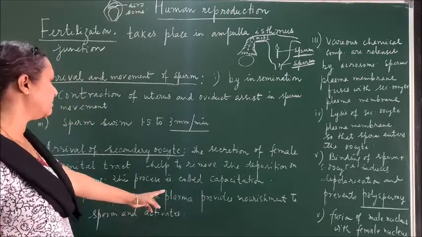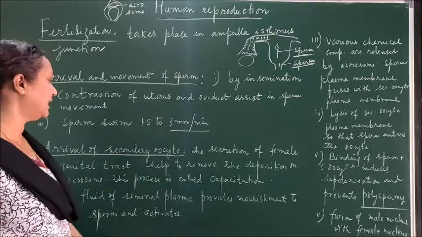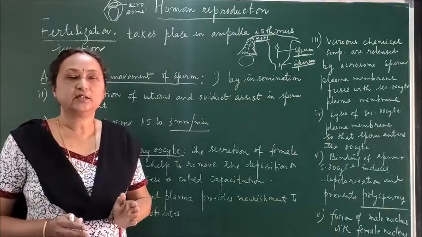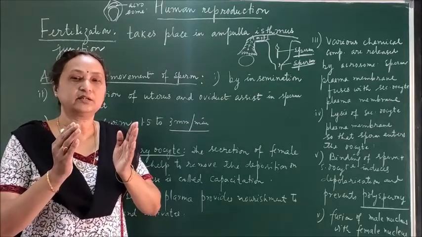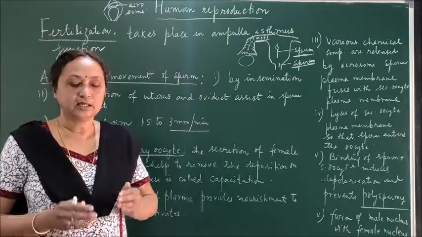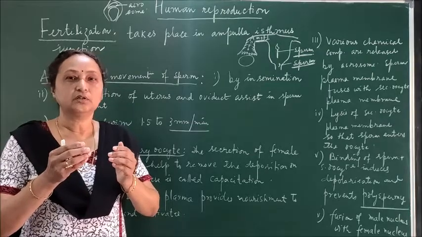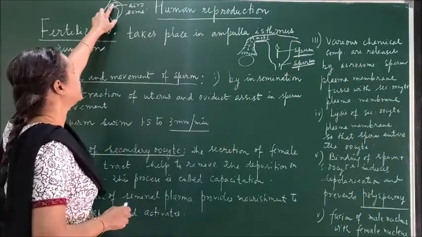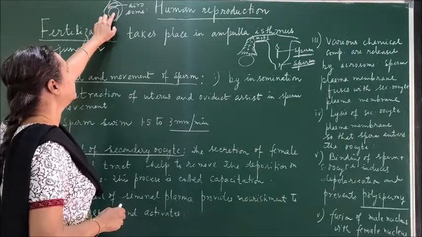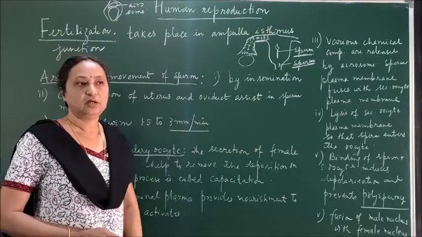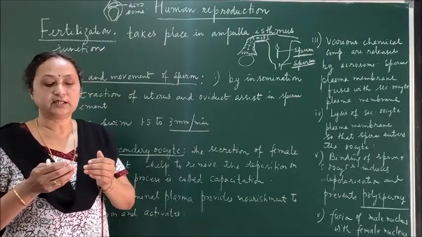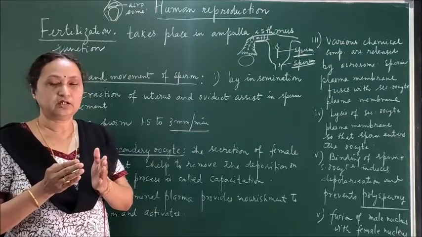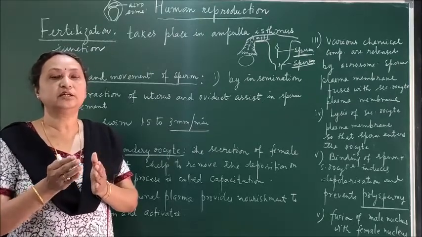And the fluid of seminal plasma provides nourishment to sperm and activates it. Okay. So when the sperm is entering into the female genital tract, then many different enzymes are released from the female genital tract. And these enzymes are able to remove the deposition which is there on the acrosome. Because the acrosome is a cap-like structure which is present above the haploid nucleus in the sperm. And because the acrosome is having hydrolytic enzymes, it is able to break the tip of the head so that the sperm will enter into the ovum.